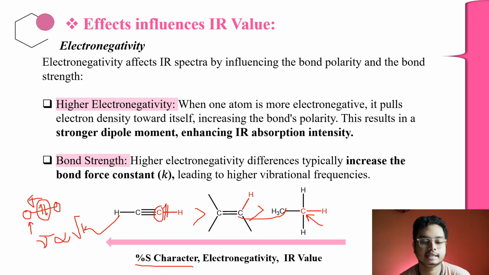Also, s character and electronegativity have the same trend. Here you can find the s character is 50%, because it is sp hybridization. Here the s character is 33%, and here it is 25%. So s character is also increasing, which means the nu bar value, that is the wave number, is also increasing. I hope this will be clear for you.